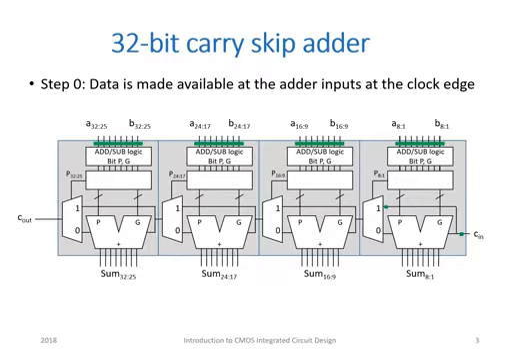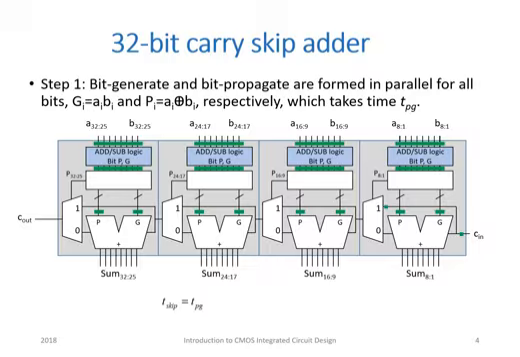Let's have a step-by-step look at what happens after data is made available to the adder from the input registers at the clock edge. All data and the input carry, shown here in green, arrives simultaneously. In the first step, bit generate and bit propagate are formed in parallel for all bits, which takes a certain time that we denote TPG.